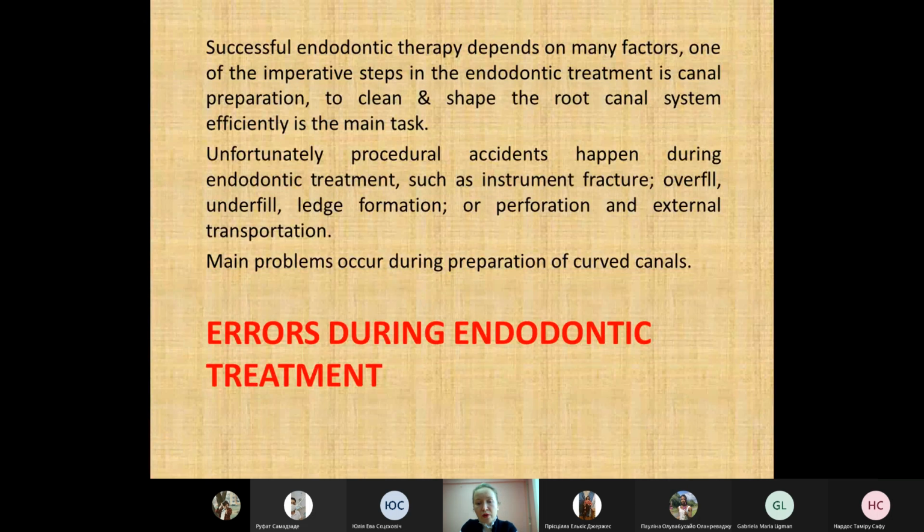So we have moved to errors and mistakes that can develop during endodontic treatment. Of course, successful endodontic therapy depends on many factors, and one of the imperative steps is canal preparation. To clean and shape the root canal system efficiently is the main task of the doctor. Unfortunately, procedural accidents happen during endodontic treatment, such as instrument fracture, overfill, underfill, ledge formation, perforation, and external transportation. Main problems occur during preparation of curved canals.